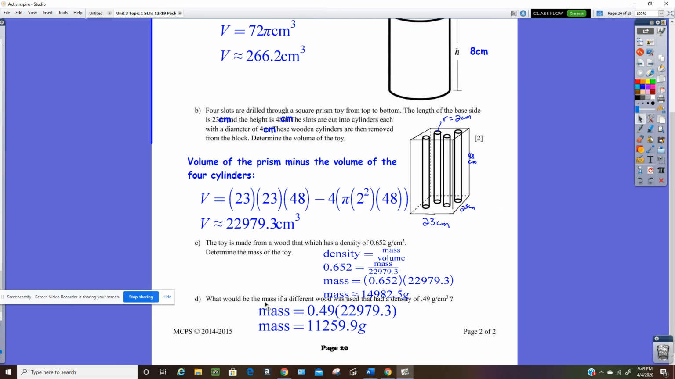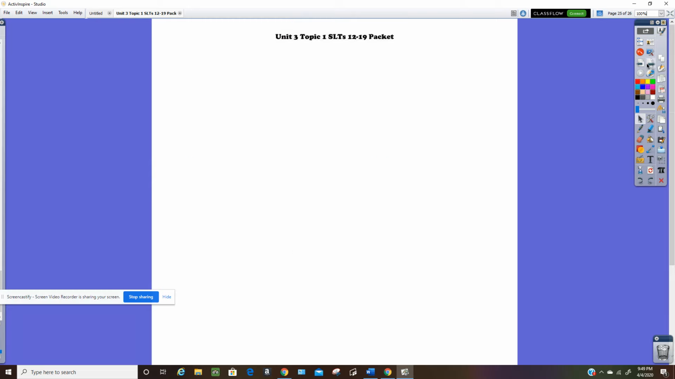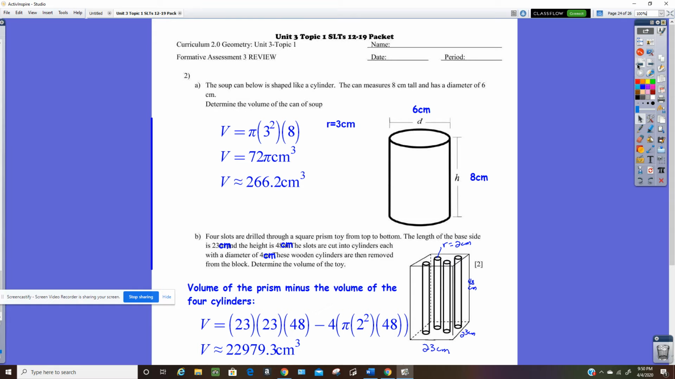And what would be the mass if a different wood was used that had a density of 0.49? So you do 0.49 times this number. So 11,259.9 grams. And that's it for that review.